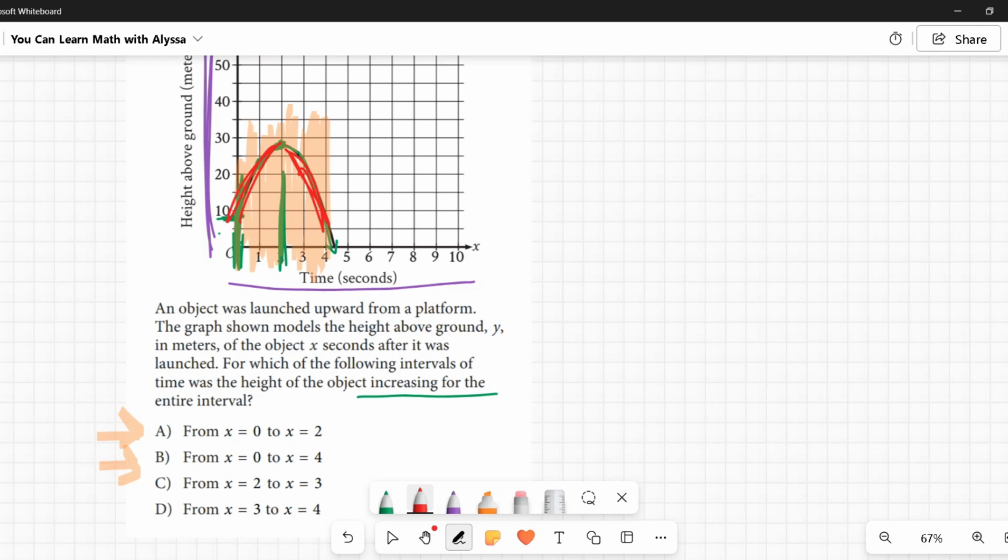Our next one that they give us, I always like to look at the other options, even when I think that we have our answer. It says from 2 to 3. Okay, so that would be right in there. Nope, that's decreasing there, 2 to 3. And then from 3 to 4, nope, it's also decreasing there. They absolutely could have given us an option from 0 to 1 or from 1 to 2, because in both those cases, it is increasing for that entire interval. But nope, the only one from the options that they've given us is from x equals 0 to x equals 2 is when it is increasing for that entire interval.